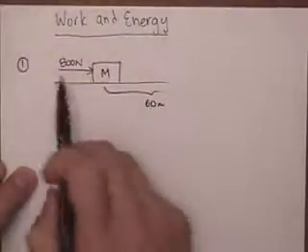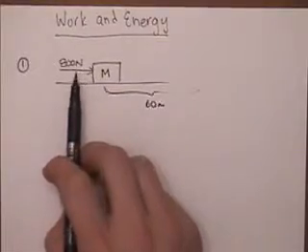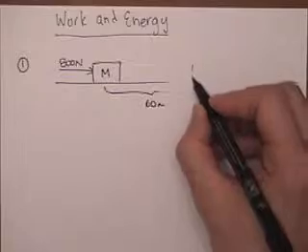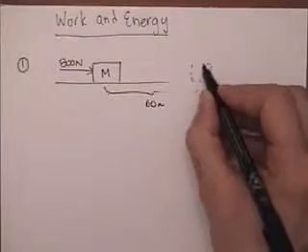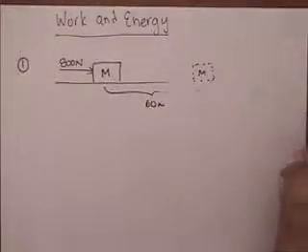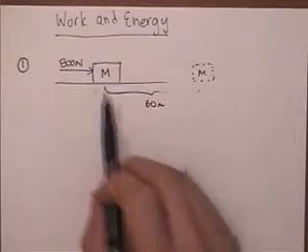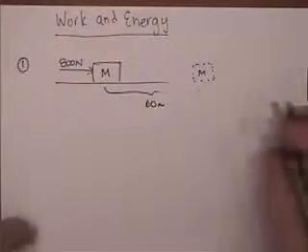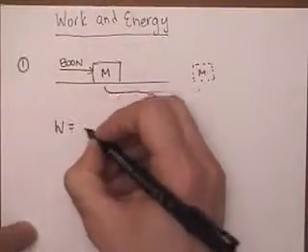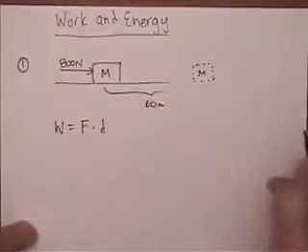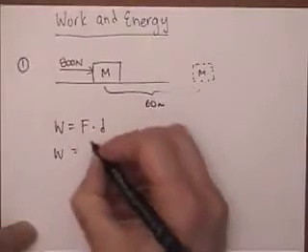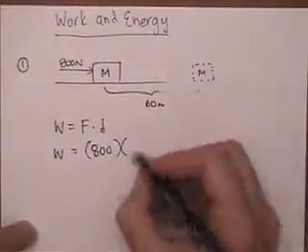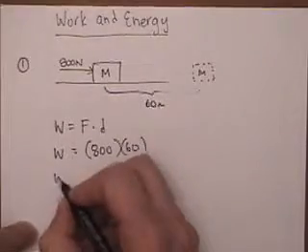So you're pushing on this mass, 800 newtons. The object itself is going to move from here to here. We don't care how long it takes to do it. We don't care anything. We just care that 800 newtons is moving it from here to here, 60 meters. Your work formula: work equals force times distance. So how much force? Well, you're pushing with 800 newtons. You're moving it 60 meters.